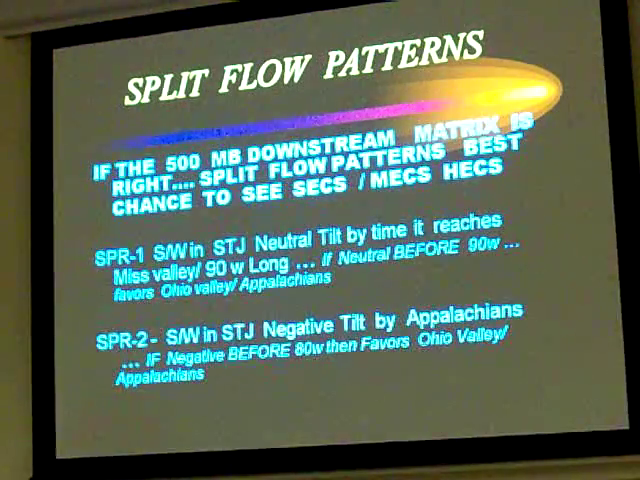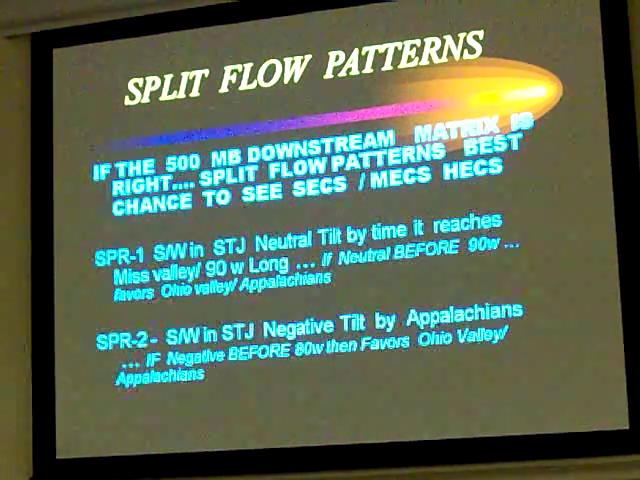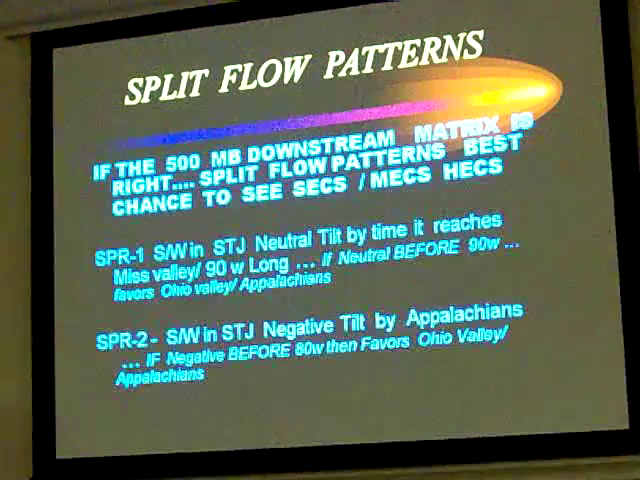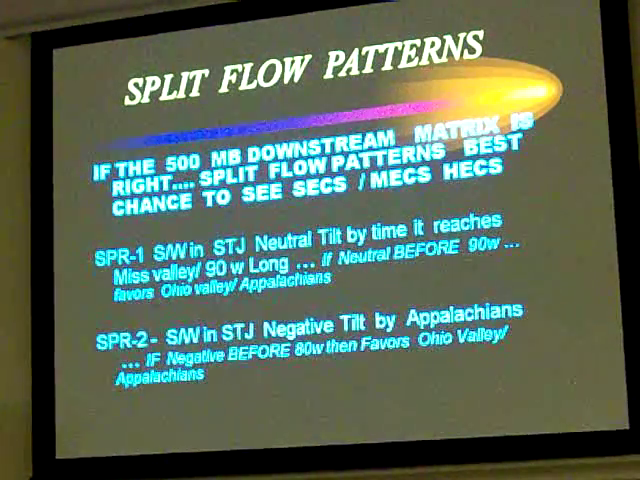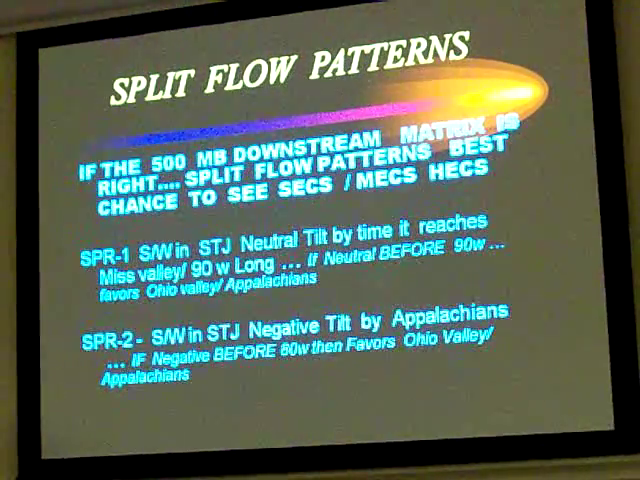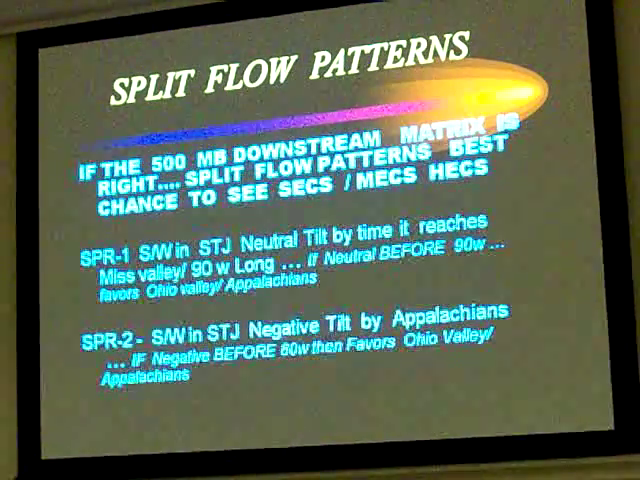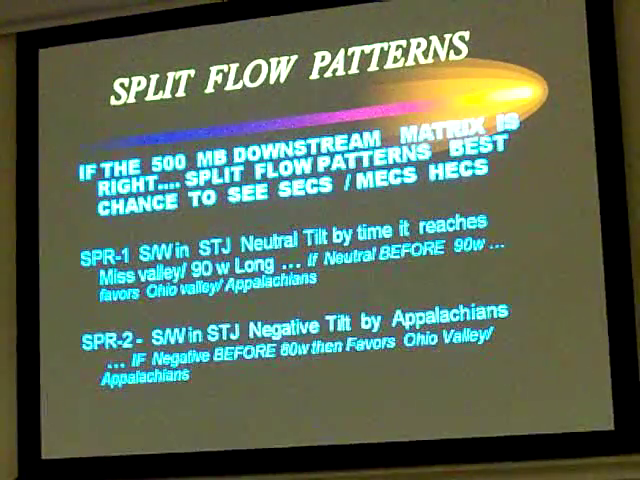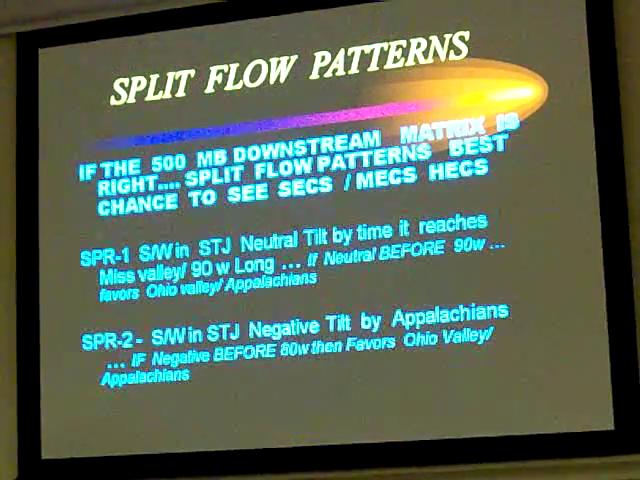Special rule number 1 with the split flow patterns: the short wave in the subtropical jet has a negative tilt by the time it reaches the Mississippi Valley or 90 degrees longitude, like I mentioned before. If it reaches neutral before 90 degrees longitude, again, over western Texas, Kansas, Colorado, New Mexico, that is actually favorable for the Ohio Valley track.